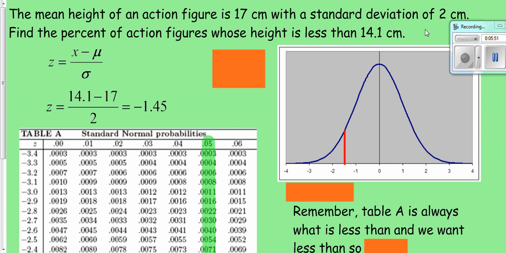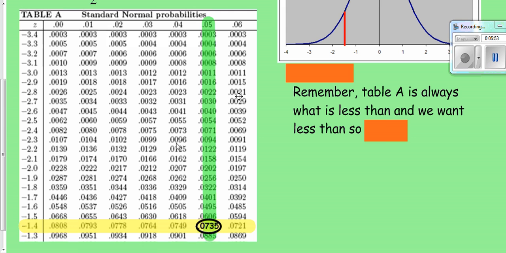Hey, we wanted what was less than. So, if our table tells us what's less than and we're looking for what's less than, that must be our answer. The only thing we have to do to this number is change it into a percent. So we're going to move our decimal point over two spots, and we get 7.35. That's what we're looking for.